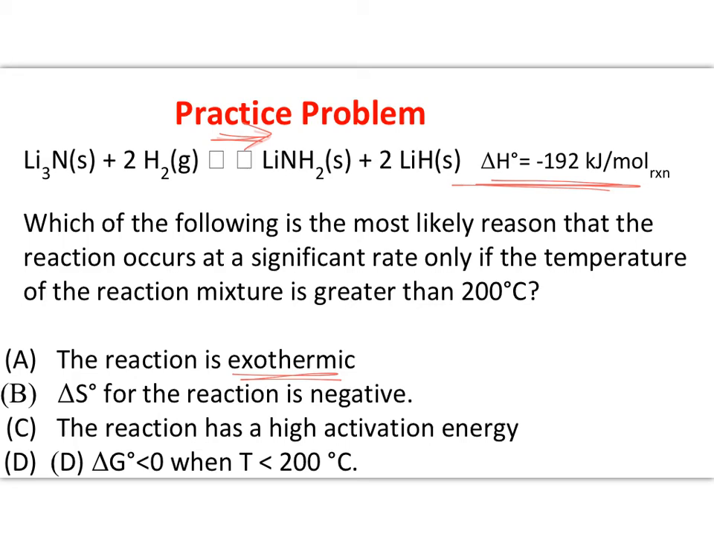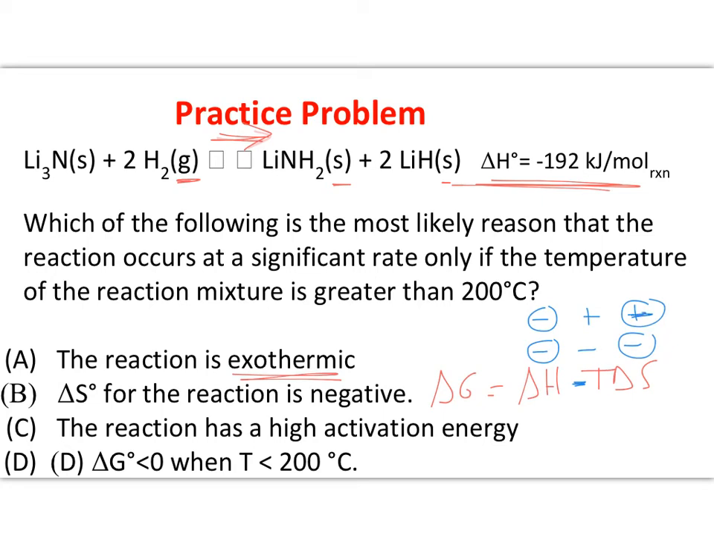Choice B, delta S for the reaction is negative. Well, that's also true because you have a gas as a reactant and then you have two solids as products. So it's definitely a delta S that is a negative value. However, if we think of our delta G equation and we plug in some signs only, we have a negative delta H and we have a negative delta S. So we've got a negative minus a negative. So we can think of that as a negative plus a positive.